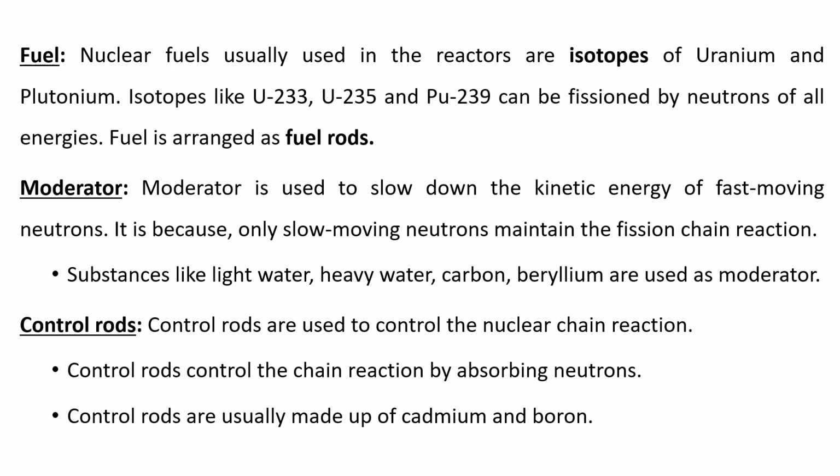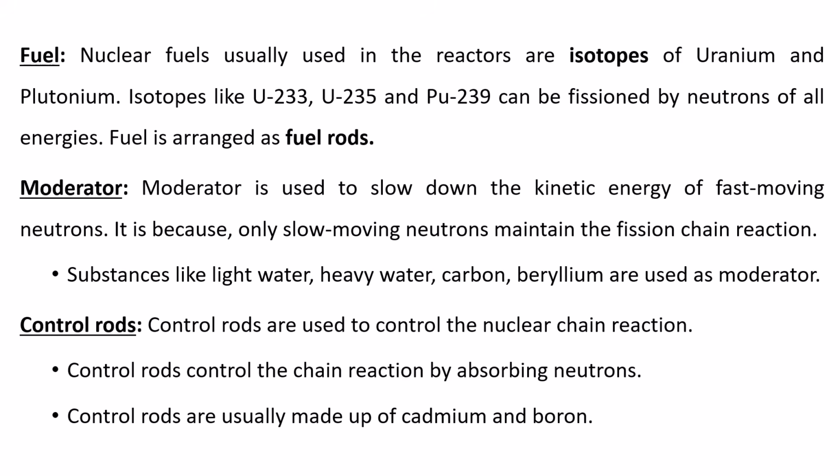Fuel. Nuclear fuels usually used in the reactor are isotopes of uranium and plutonium. Isotopes like U-233, U-235, plutonium-239 can be fissioned by neutrons of all energies. Fuel is arranged in the form of fuel rods.